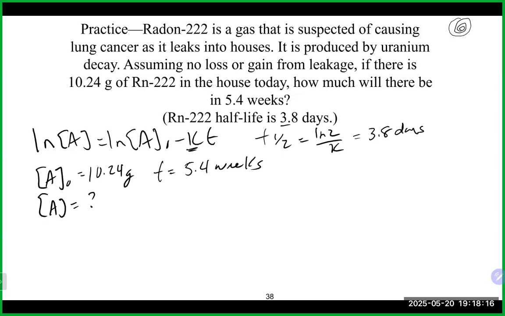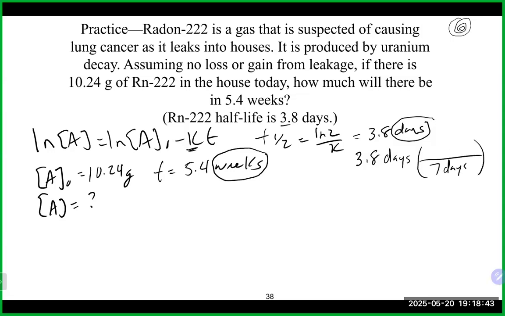So once again, we are short our decay constant to solve for what we're looking for. I do see, as I mentioned before, some issue here with our units. At some point, those units need to be the same. It doesn't really matter which way you go. You can take the weeks to days, days to weeks. It will come out the same at the end. I'm going to just convert my days into weeks, up front here.